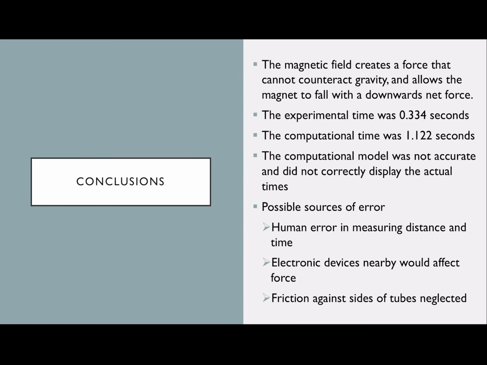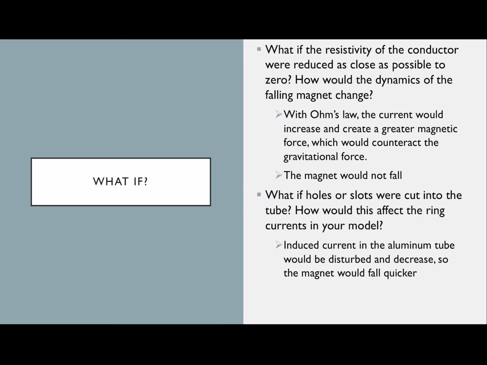In conclusion, the magnetic field creates a force that cannot counteract gravity and allows the magnet to fall with a downwards net force. The experimental time was 0.334 seconds, computational time was 1.122 seconds. And so the computational model was not as accurate as it could have been and did not correctly display the actual times. Potential sources of error could be human error, measuring distance and time, electronic devices nearby would affect the force, and also friction against the sides of the tube was neglected.